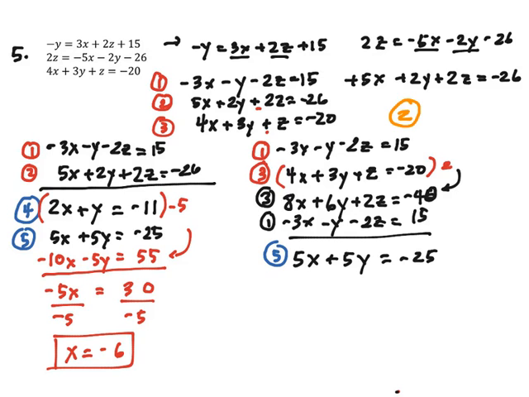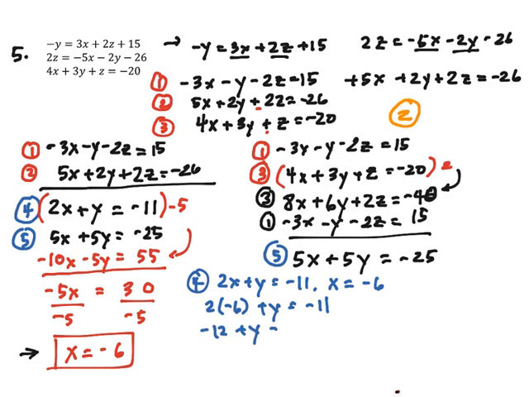So I need to use one of the equations that has the variable x and another variable. I can't start using 1, 2, or 3 because that has 2 other variables. So I'm going to use equation 4, which is 2x plus y equals negative 11. And I'm going to substitute x equals negative 6. So I have 2 times negative 6 plus y equals negative 11. I have negative 12 plus y equals negative 11. I add 12 to both sides. So I have y equals 1.